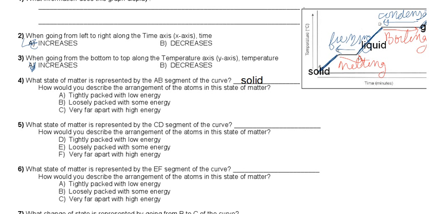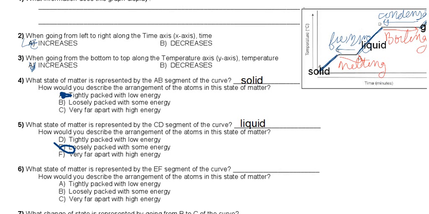What do the particles look like inside of a solid? Well, inside of a solid, all of the particles are very tightly packed with very low energy. According to the graph, what state of matter do we have on line segment CD? Over here on CD, we have a liquid. How would you describe the arrangement of atoms in this state of matter? Well, the atoms inside of a liquid are loosely packed with some energy.